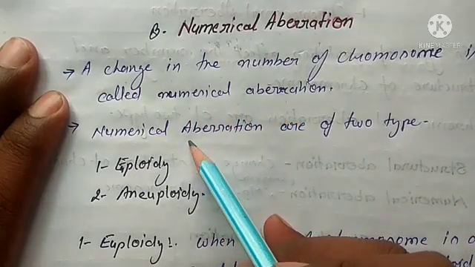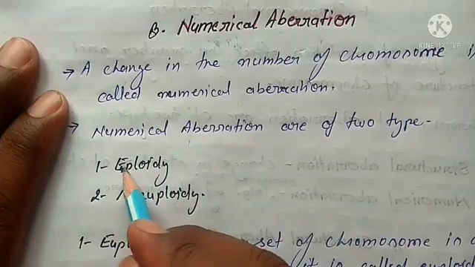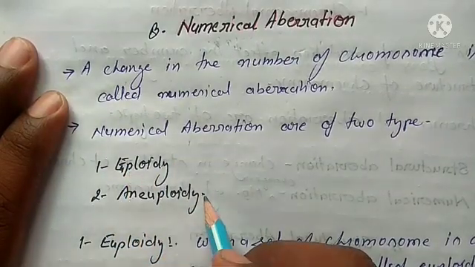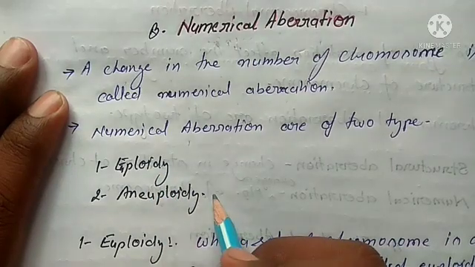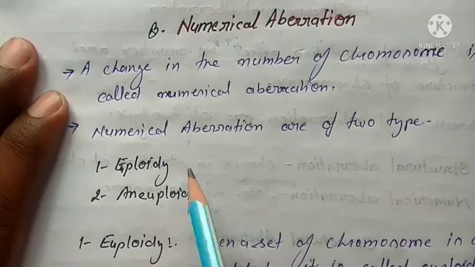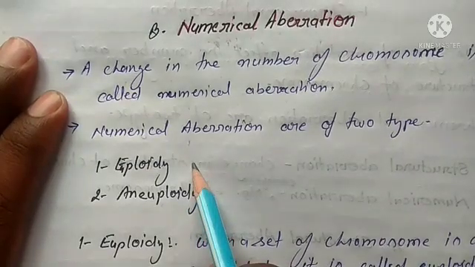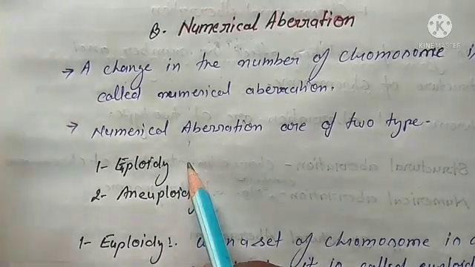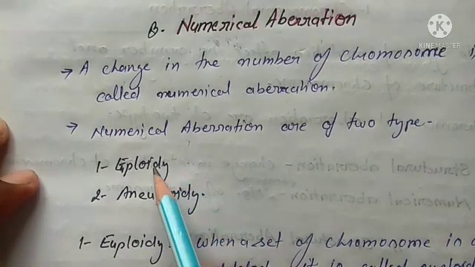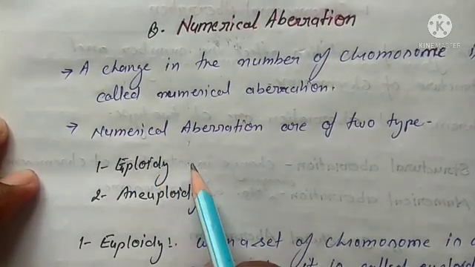This numerical aberration may be of two types: euploidy or aneuploidy. When a set of chromosomes is added to or deleted from a diploid set, that type of numerical aberration is known as euploidy. Understand here?